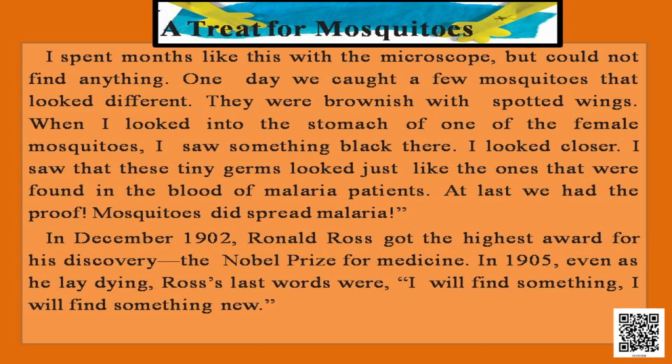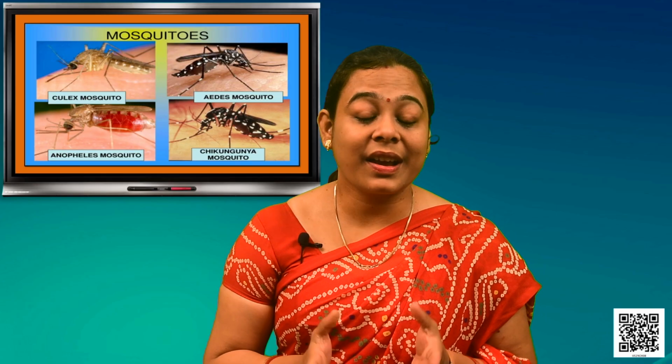So in December 1902, Ronald Ross was the scientist who got the highest award for his discovery, the Nobel Prize for Medicine. In 1905, even as he lay dying, Ross' last words were, I will find something new. So this is how it was found that mosquitoes are the carriers of malaria.